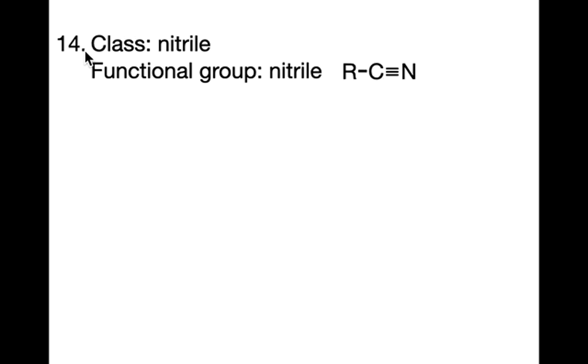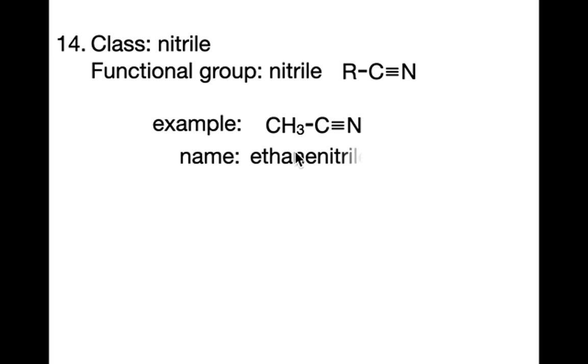Okay, last is nitrile. The functional group is nitrile, and for it, you have a triple bonded carbon and nitrogen. Now remember, nitrogen can only have 3 bonds, so it's not going to have anything else bonded to it. The carbon does need another bond, so it's going to be at the very end of a chain. To name it, this is 2 carbons long, so it's ethane, and we add nitrile. So ethanenitrile. If it was 3 carbons long, it would be propanenitrile, etc.